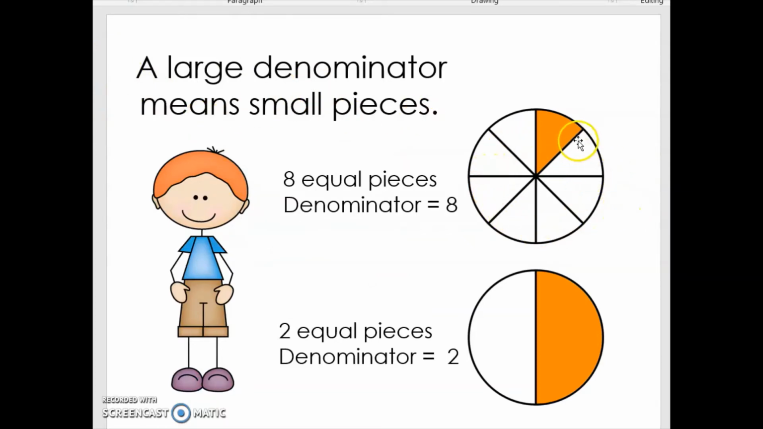8 pieces. The denominator is 8. This would be 1 out of 8. This is just split into 2 pieces. The denominator would be 2, and one piece would be 1 out of 2, or half. So 1/2 is bigger than 1/8.